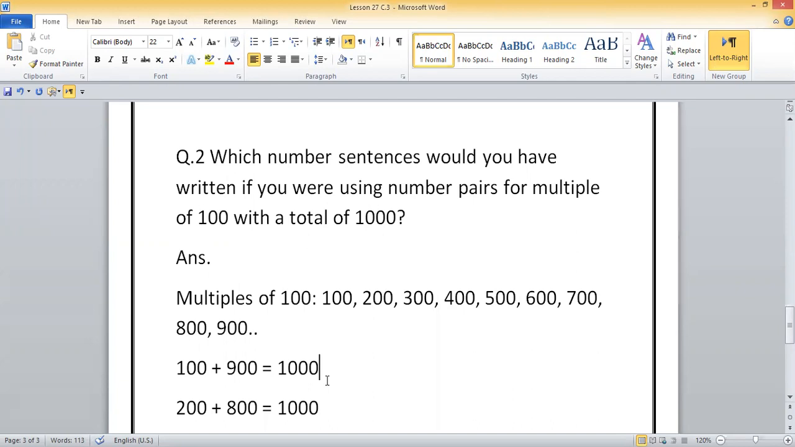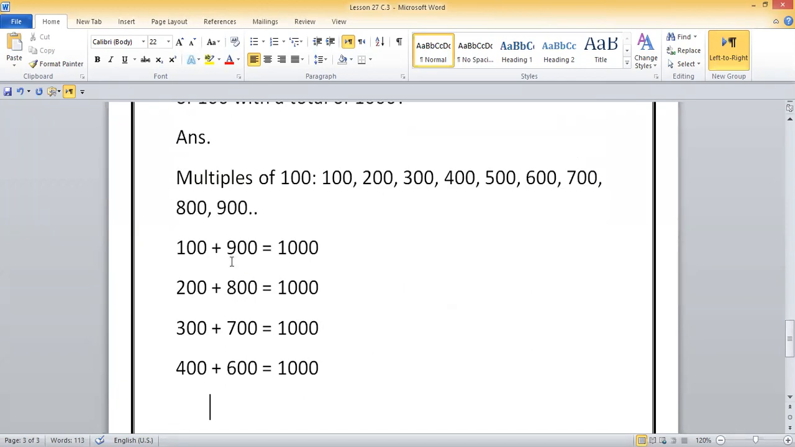And then we need to make a total of 1,000. So I make a pair of 100 and 900, they give me 1,000. The second pair gives 200 and 800, they also give me 1,000. Then 300 and 700 also give me 1,000. Same with 400 and 600. I suggest you write one more pair by yourself.